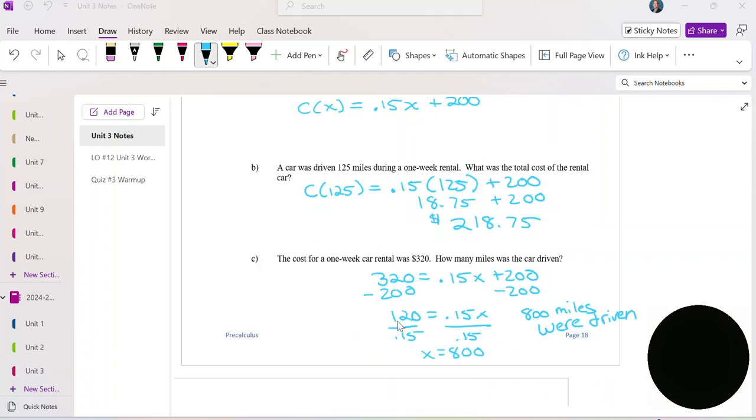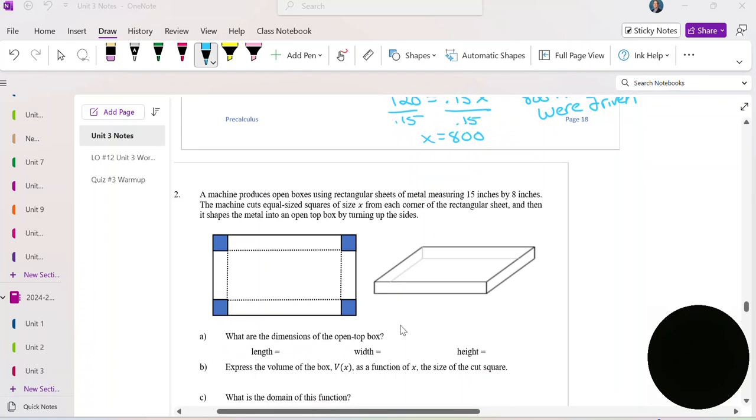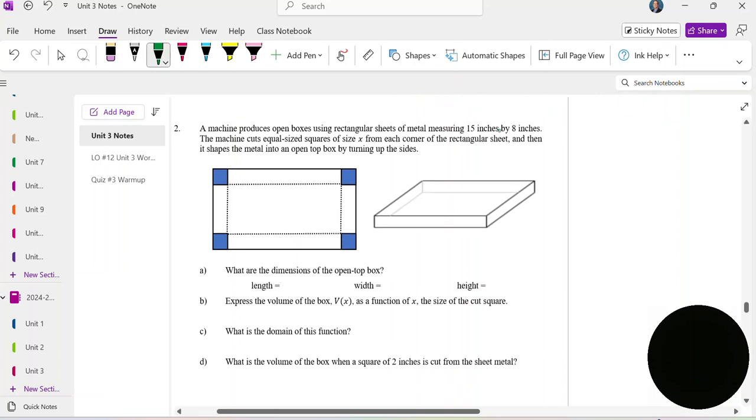All right, so the next question says, a machine produces open boxes using rectangular sheets of metal, measuring 15 by 8 inches. The machine cuts equal size squares of size X from each corner of the rectangular sheet and then shapes the metal into an open top box, by turning up the sides. So it says, what are the dimensions of the open top box?